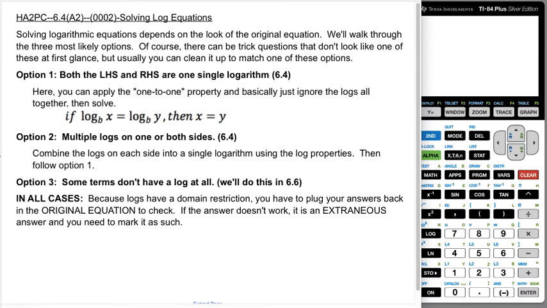All right, this is Honors Algebra 2 Pre-Calculus. We are doing 6.4 in Algebra 2. This is our second video. We are solving log equations. So solving logarithmic equations depends on the look of the original equation. So we're going to walk through three of the most likely options.